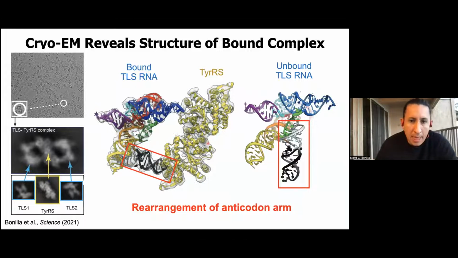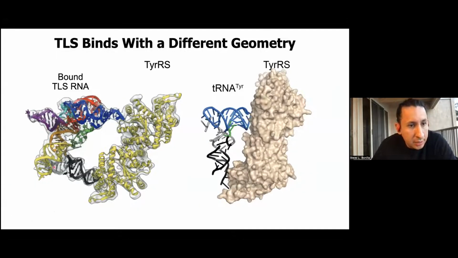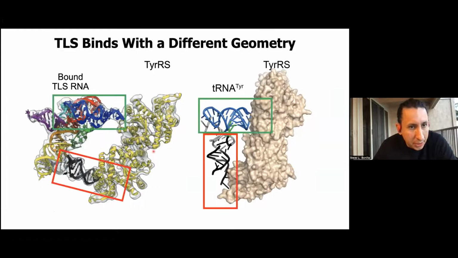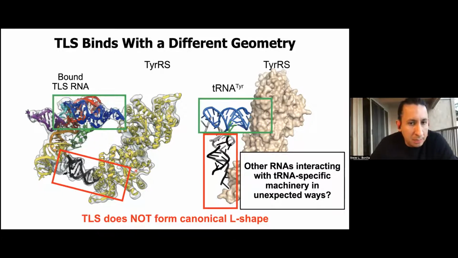and bind to the protein. Something that was surprising was that the TLS, the viral RNA, did not need to assume the L shape of tRNA, and instead binds with a very different geometry, in which the acceptor arm and the anticodon arm approach the protein with a near parallel orientation. That was very interesting, and it opens the question of how many other ways there are to interact with tRNA-specific machinery. There may be many other viruses or other RNAs that may be using this machinery in unpredictable ways.